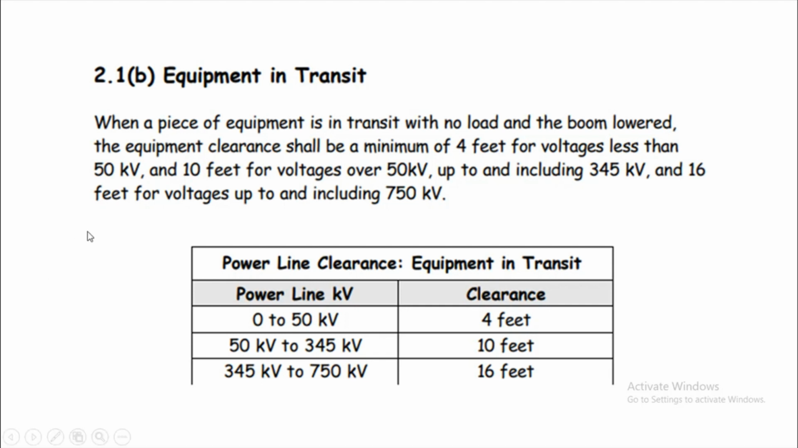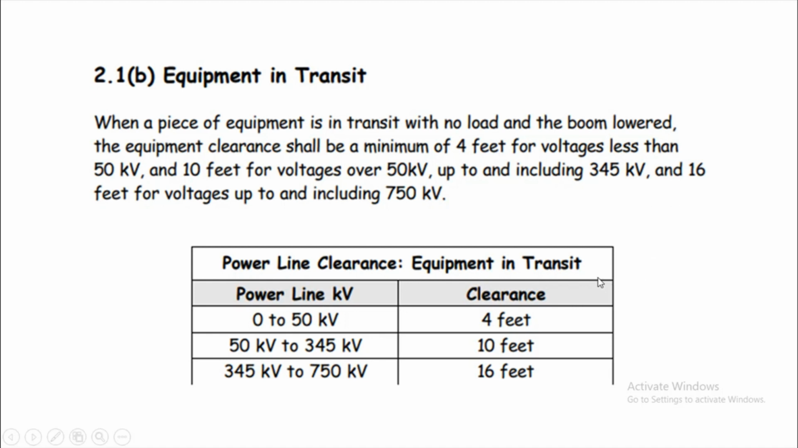So I have the tabulation below. The power line clearance for equipment in transit. Power line in kilovolts, 0 to 50 kilovolts, you should have a 4 feet clearance above. Or 50 kilovolts to 345 kilovolts, you should have 10 feet above. Then if the power line is 345 kilovolts to 750 kilovolts, you should have 16 feet clearance when you are transferring your equipment at that location.